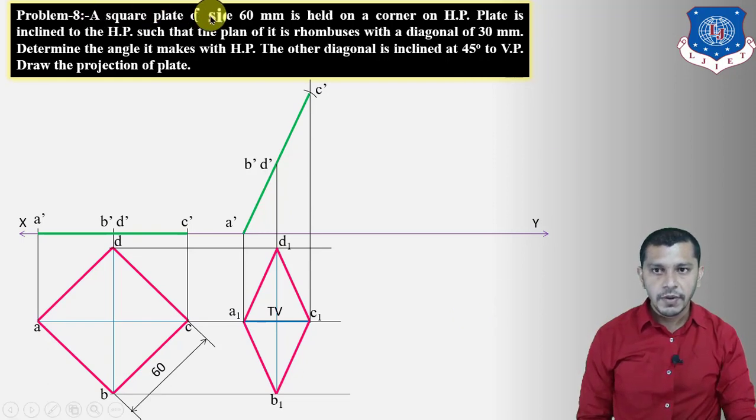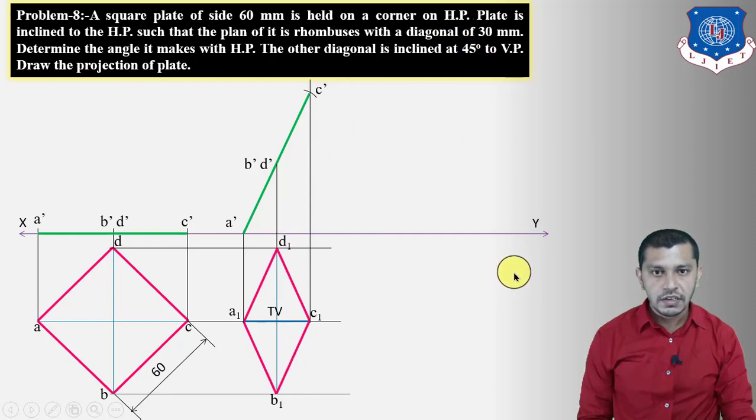Let's see. A square plate of side 60 mm is held on a corner on the HP. Plate is inclined to HP such that the plan of it is a rhombus with a diagonal of 30 mm. That means one of the diagonals measures 30 mm. Determine the angle it makes with the horizontal plane, and the other diagonal. That means the length of one diagonal is 30 mm, which is A1C1, and the other diagonal will be B1D1. So now we have to incline this B1D1 at an angle of 45 degrees.